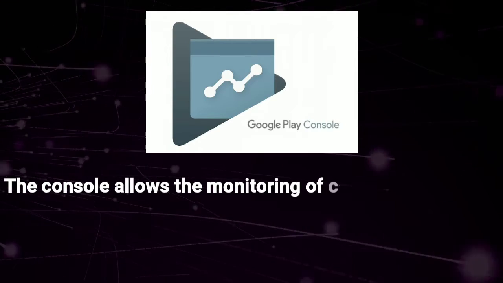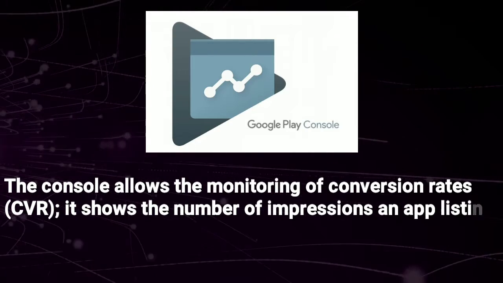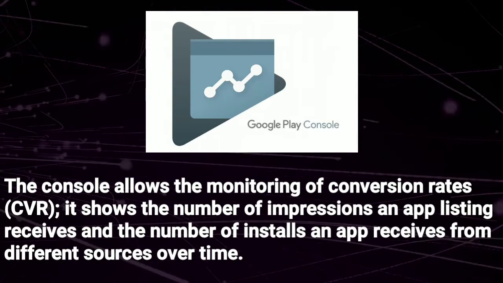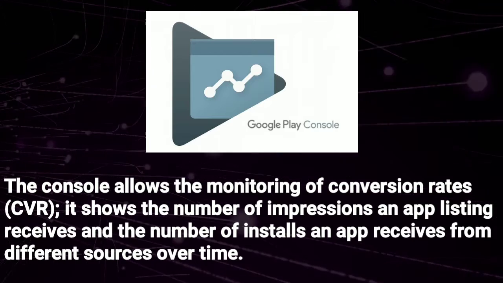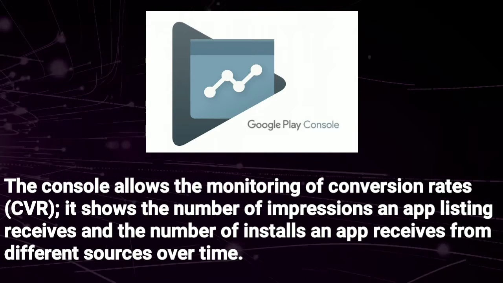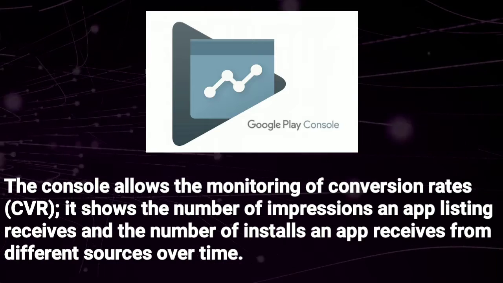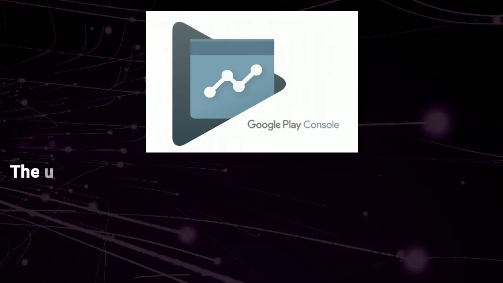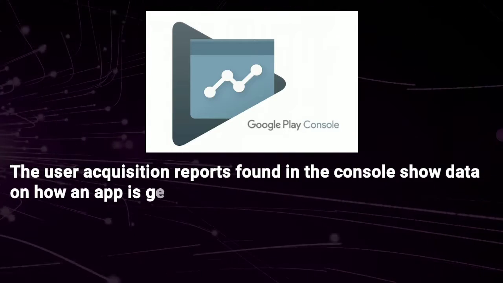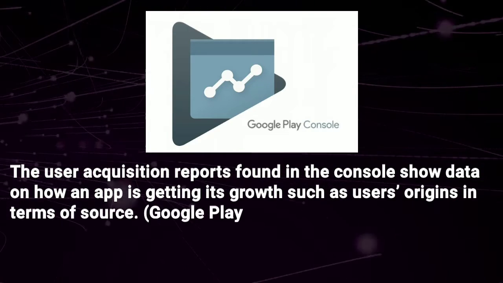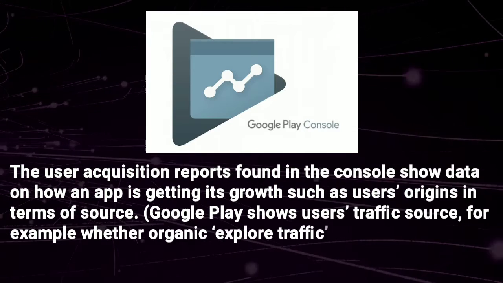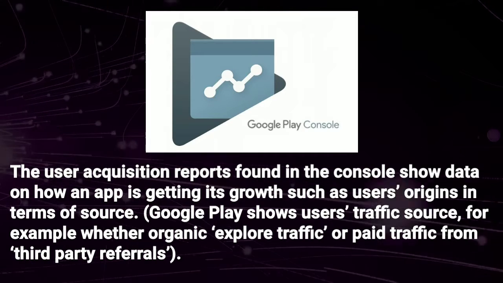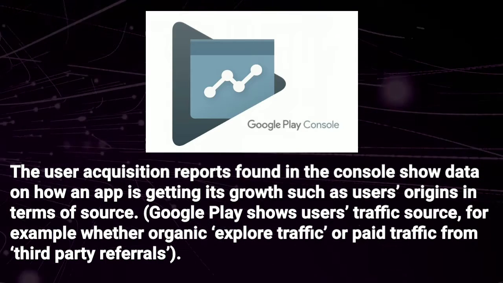The console allows the monitoring of conversion rates (CVR). It shows the number of impressions an app listing receives and the number of installs an app receives from different sources over time. The user acquisition reports found in the console show data on how an app is getting its growth, such as user origins in terms of source.